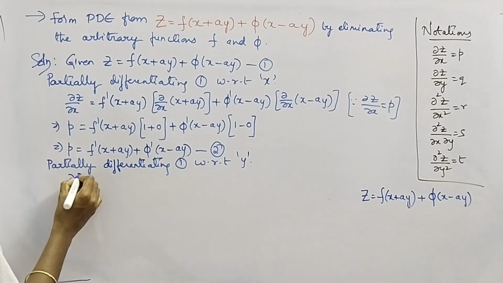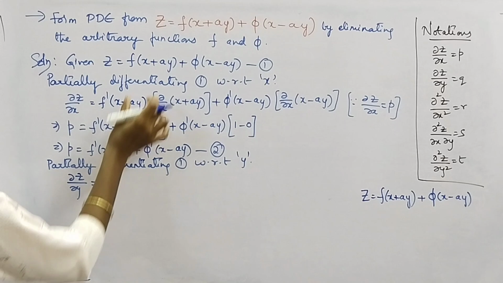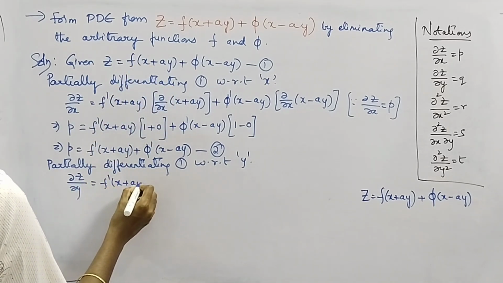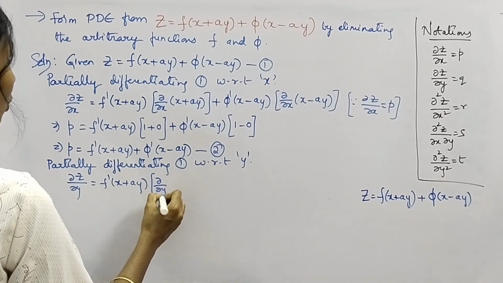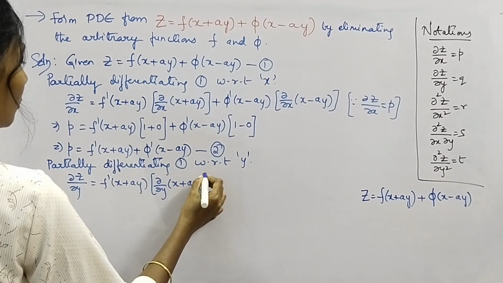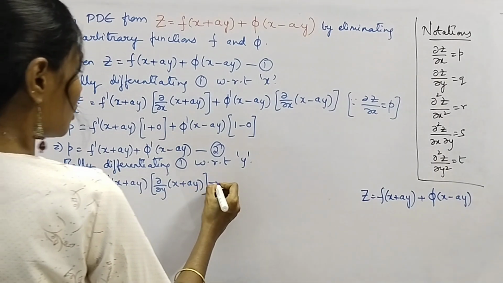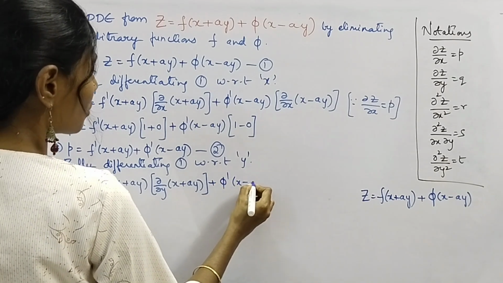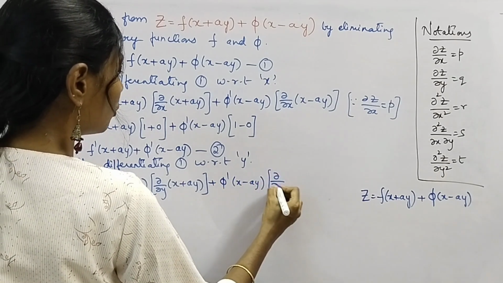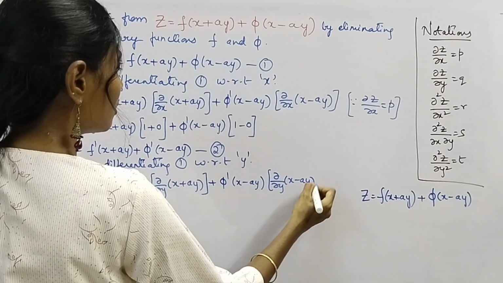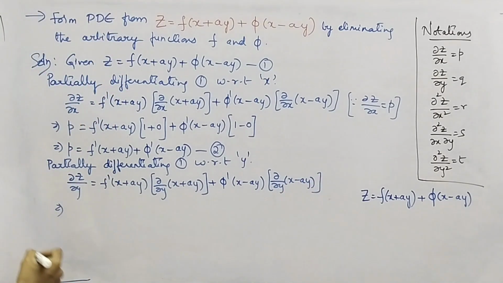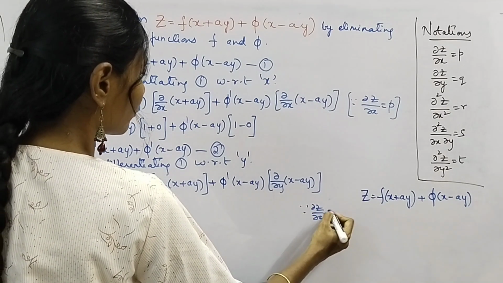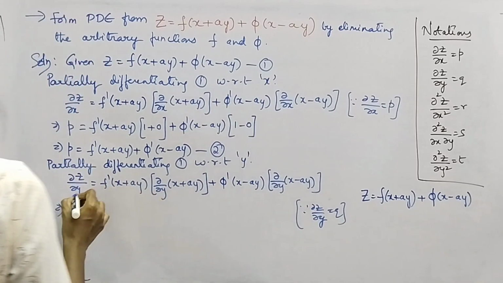Okay, you will get dou z by dou y equal to partial derivative of f of x plus ay with respect to y is f dash of x plus ay into inner derivative, that is dou by dou y of x plus ay, right, plus partial derivative of phi of x minus ay with respect to y is phi dash of x minus ay into inner derivative dou by dou y of x minus ay, right? Since we have a notation dou z by dou y equal to q, so we'll just replace this by q.